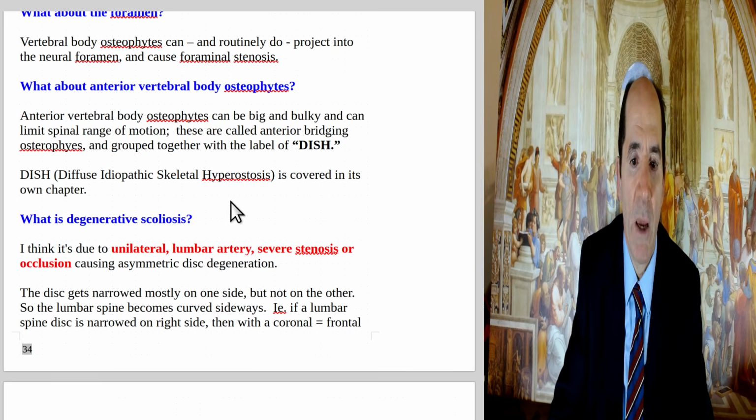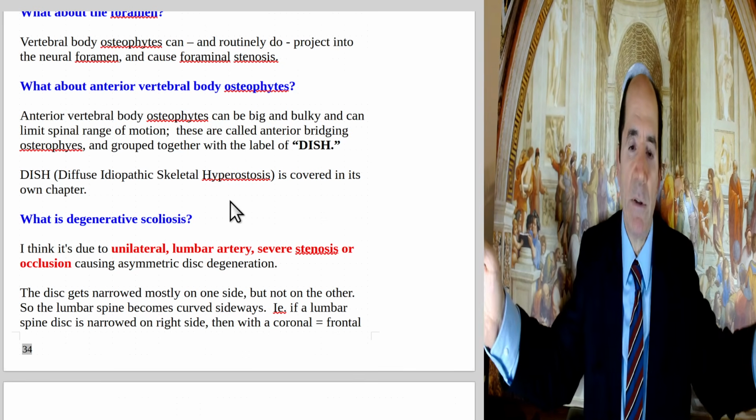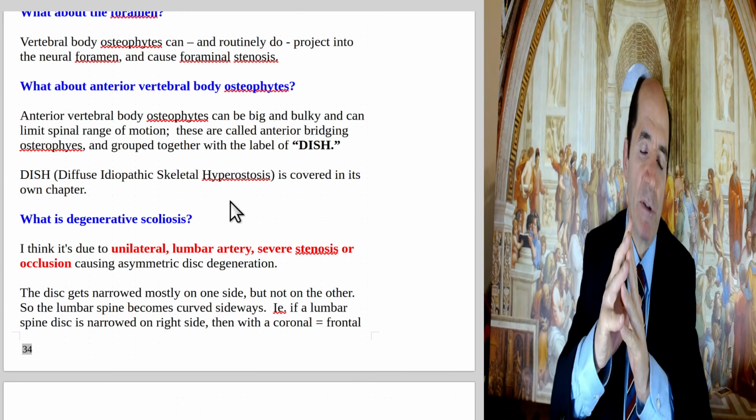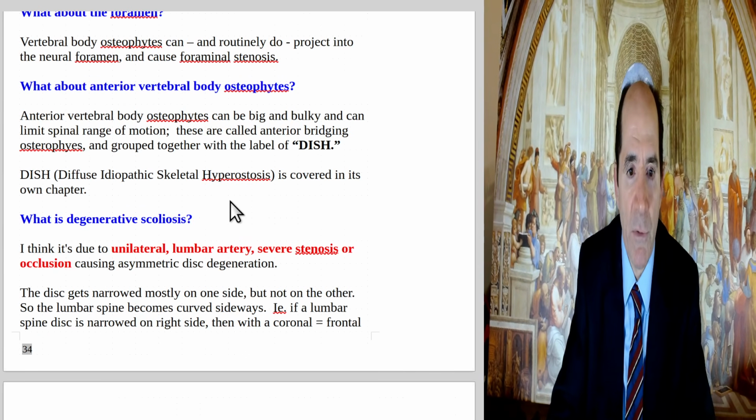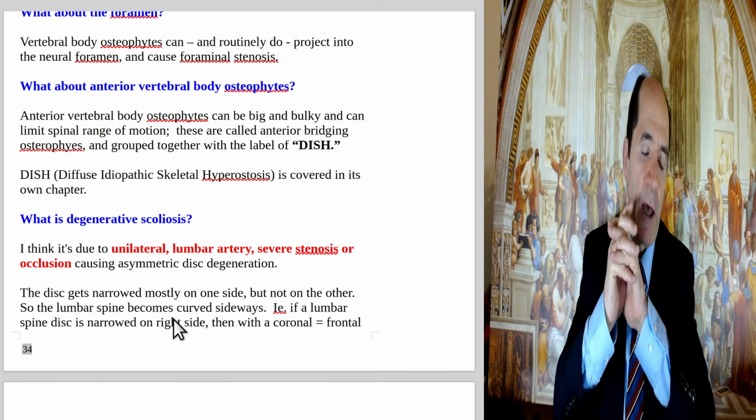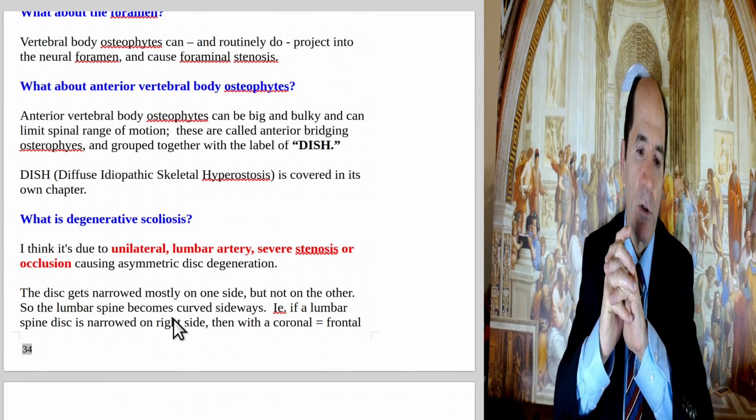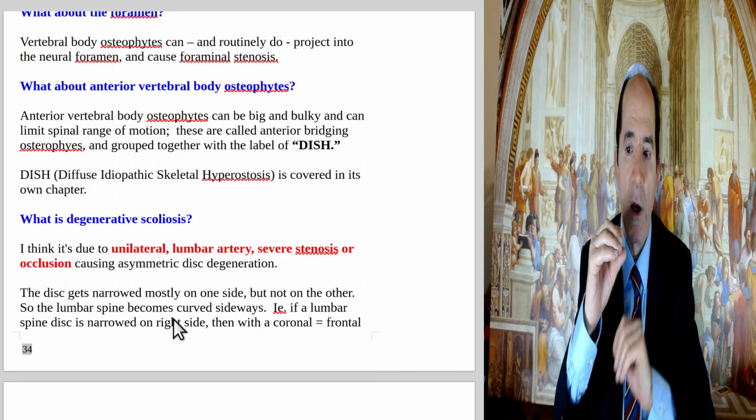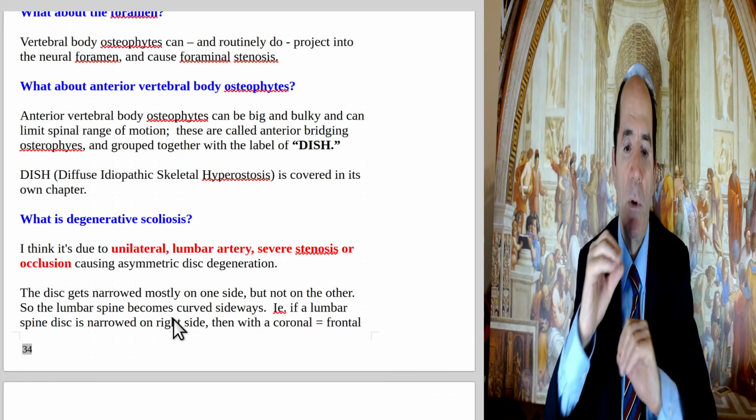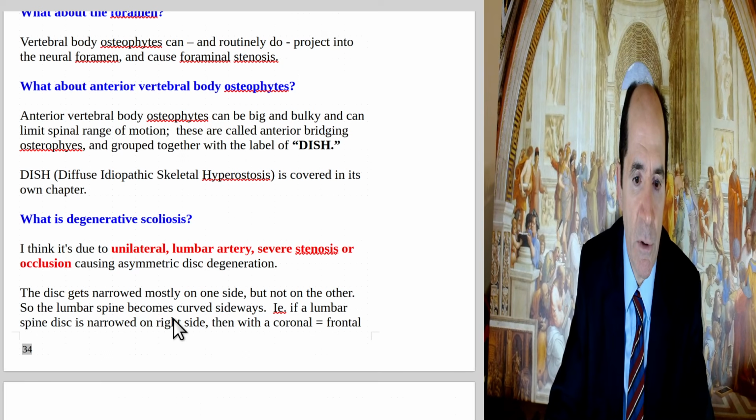What about the foramen? Well, the nerve roots exit sideways out the foramen, and bone spurs on the facets or on the back of the vertebra can push on those nerves and cause foraminal narrowing. The medical word is foraminal stenosis. What is degenerative scoliosis? When you get unilateral lumbar artery severe stenosis or occlusion causing asymmetric disc degeneration, so it becomes more narrowed, more loss of height on one side, and that will lead to degenerative scoliosis.